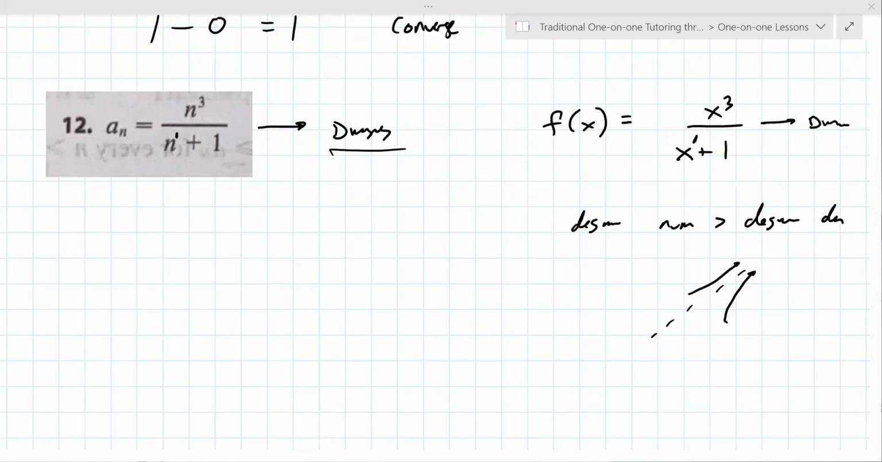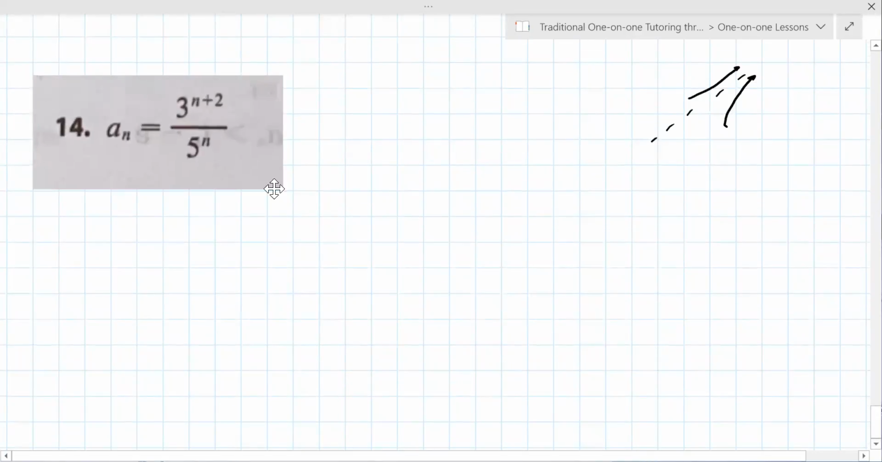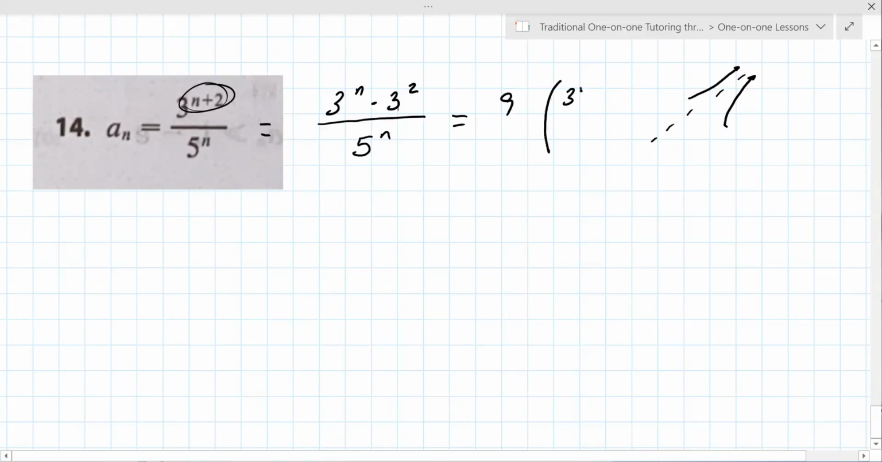Okay, so let's look at 14. A lot of these require a rewrite to be done properly, and this is an example of one. So the numerator can be rewritten like this. When the bases are the same, you add the exponents. So that's why they're added here. This becomes 9 because 3 squared is 9, and then you have 3 to the n over 5 to the n, which can be rewritten as 3 over 5 to the power of n.